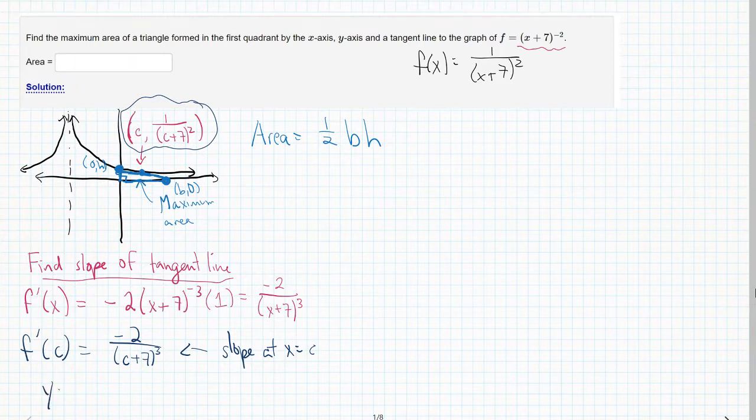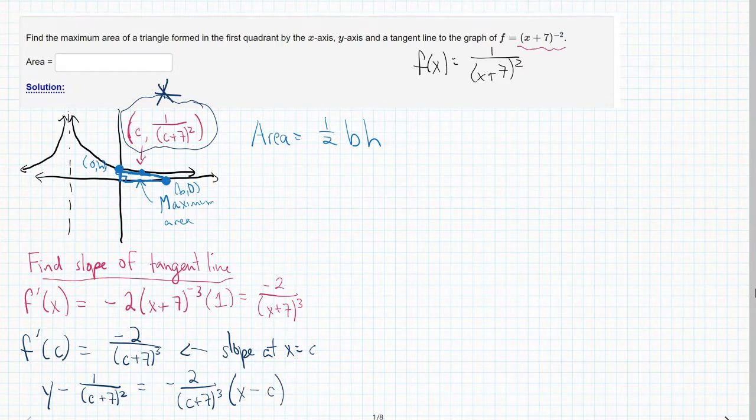You get y minus our y1, which is 1 over c plus 7, the quantity squared. You might ask where I got that from. Once again, go back up to that original point. That equals m, which is our slope at x equals c, so this should be negative 2 over c plus 7, the quantity cubed. And then we have x minus c.